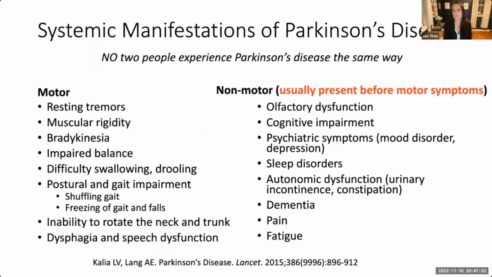We have loss of smell. Psychiatric symptoms, mood disorders, depression, sleep disorders, autonomic dysfunction like urinary incontinence and constipation, all those things happen with age. So you can see how it can be hard to diagnose someone who might have Parkinson's with some of these non-motor symptoms.